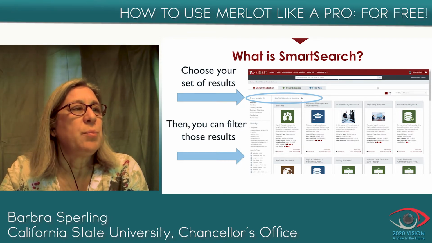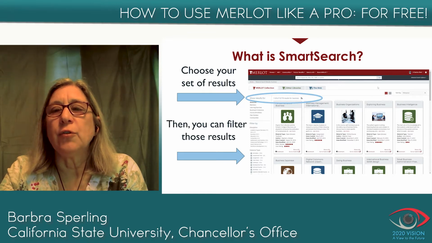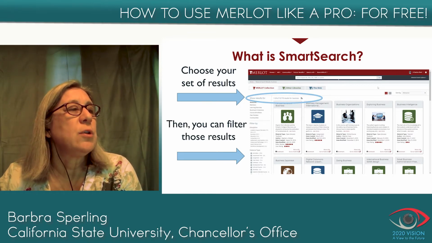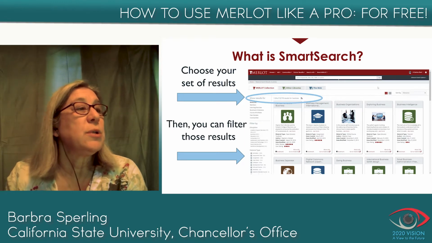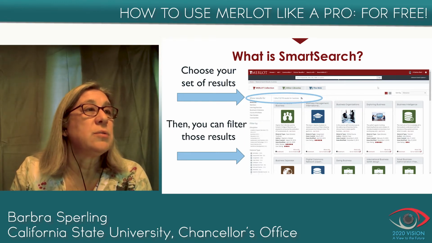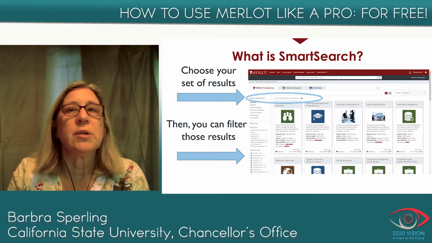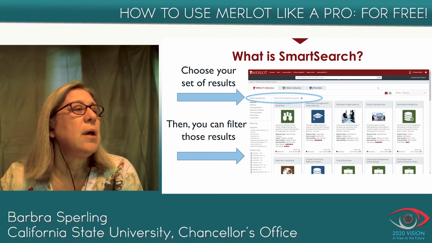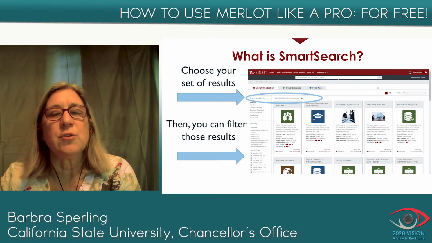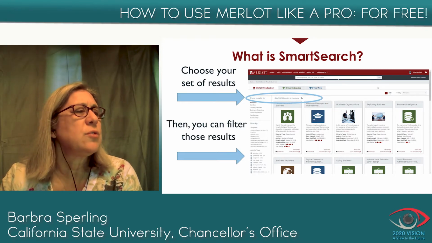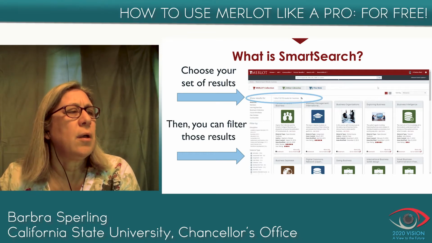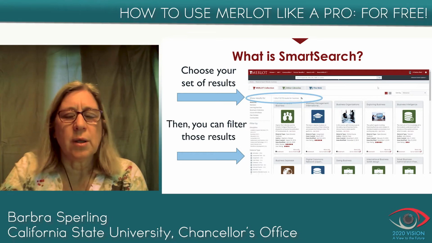From that results page, you can filter your results. You can see on the left side here all the different ways you can filter it by discipline, so that business discipline can be broken down into marketing, economics, and things like that. Material types, if you're looking for animations, simulations, textbooks, courses, and other types, you can do that as well.